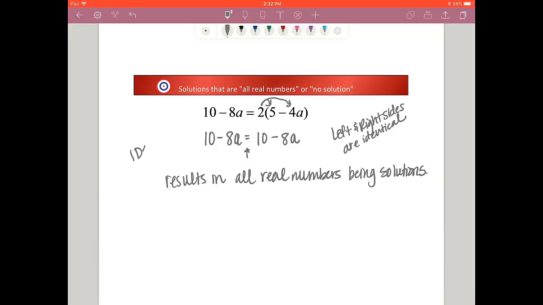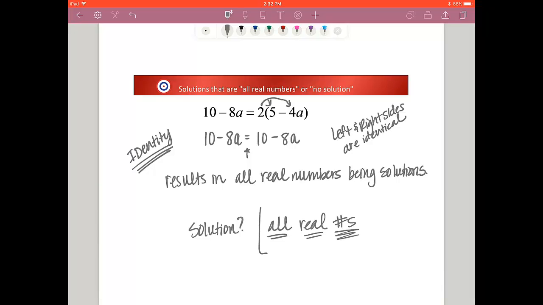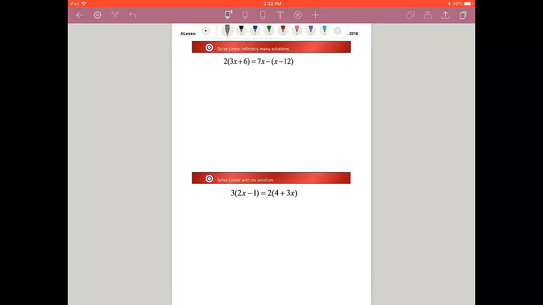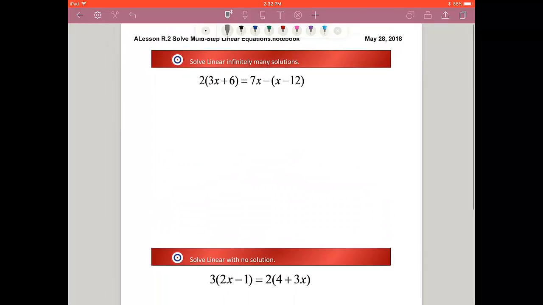This is called an identity. And an equation that's an identity means that all real numbers can act as solutions. So if it asked you what's the solution, the answer is all real numbers. Let's try another.